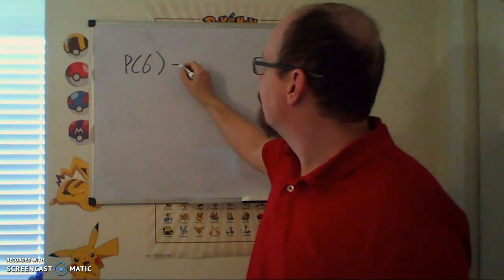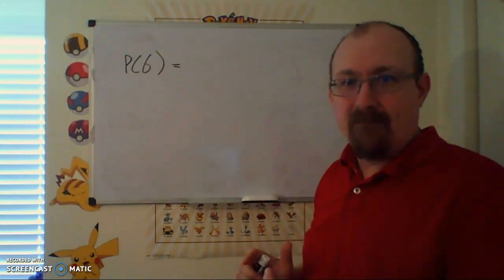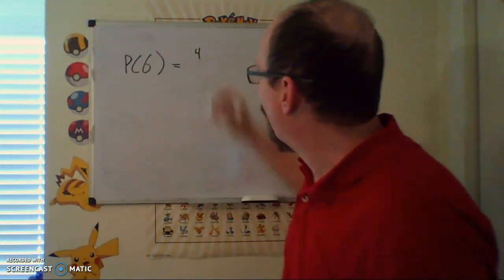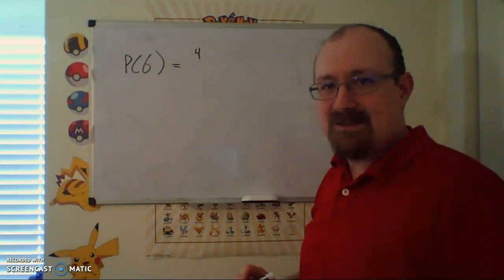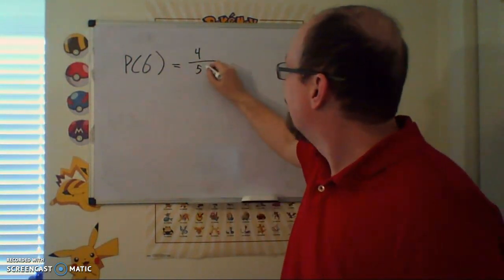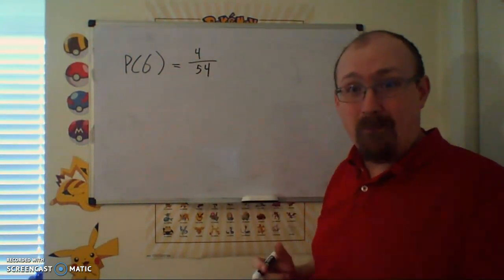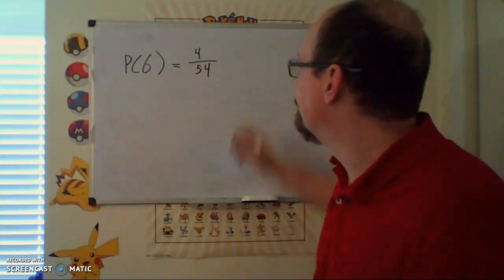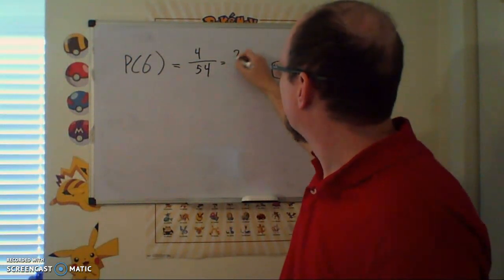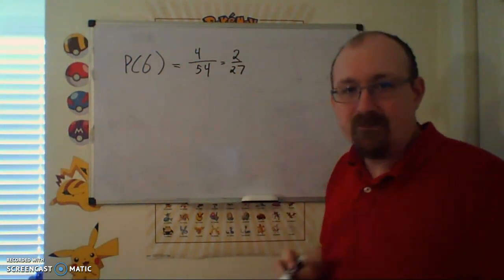So in terms of our layout, how many different ways can we draw a 6? Well, there are 4 of them, right? So we have 4 possible ways our event occurs, divided by, in total, 54 total outcomes possible because of the 2 jokers. I like to write things like this as fractions. I'd probably reduce this down to 2 over 27.